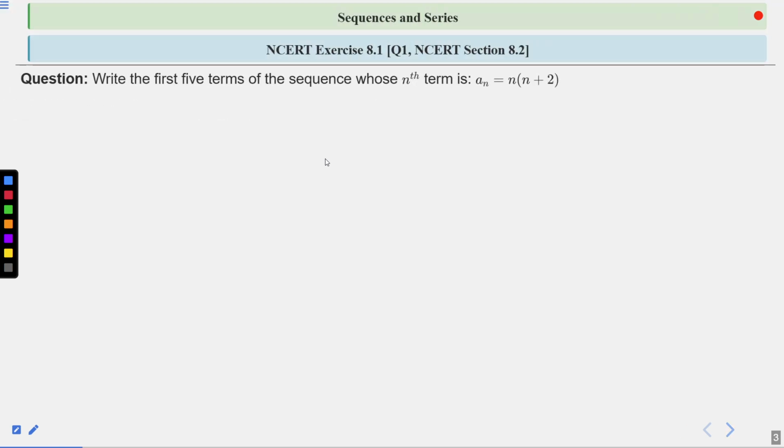Here's our question. Simple question. What you have to do is write the first 5 terms of your sequence where the nth term is given by this rule, n times (n plus 2). Just substitute your n, meaning position, and you will get your output, the nth term.